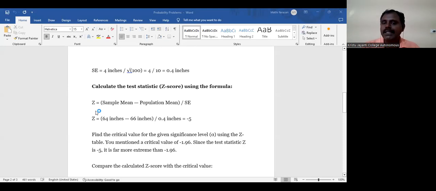Then we have to calculate the Z value. The Z value formula is sample mean minus population mean divided by standard error. The sample mean value is given in the question itself, 64 inches, and the population mean, which we are going to test, is 66 inches, divided by 0.4 inches.